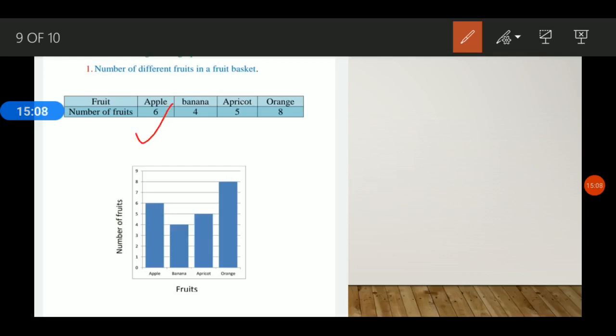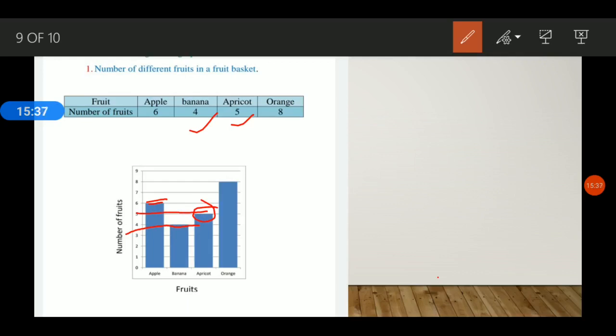Now apple is 6. So for this apple we will draw the bar up to 6. Where 6 is given, we will draw the bar up to 6. Similarly, banana 4. So where 4 is written, we will draw the bar up to 4. Now apricot is 5. So here 5 is written and we will draw the bar up to 5. The height of the apricot bar will be up to 5.